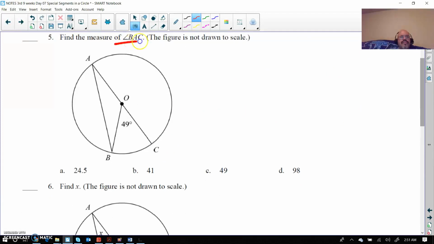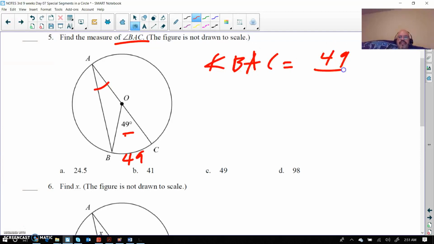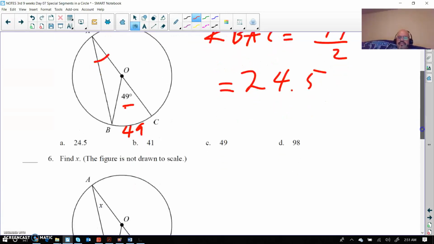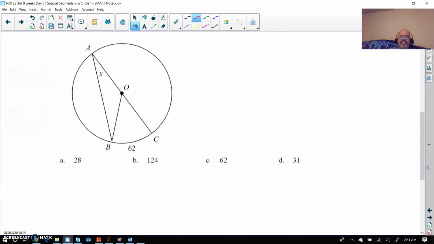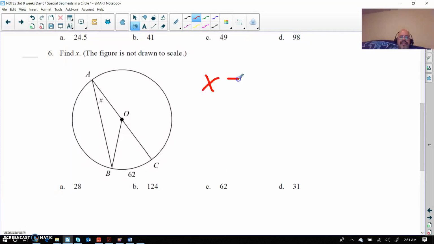Now we're trying to find the measure of BAC, which is this angle right here. We have that the central angle is 49, so this is 49. Remember, angle BAC is equal to half of 49. So that's going to be 24.5. That's what that's equal to. Again, same thing. X is equal to 62 divided by 2. So that's going to be 31 degrees.